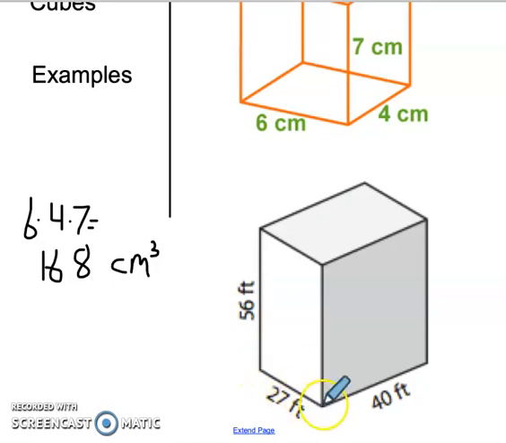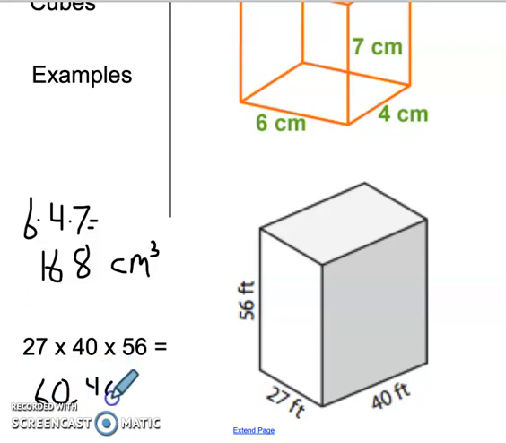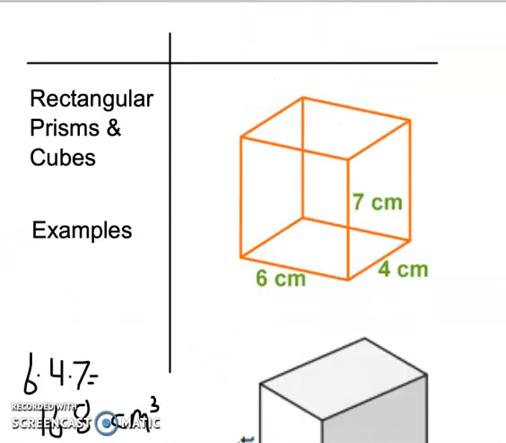Looking at this next one, we got bigger numbers, but the process is the same. We're going to multiply 27 times 40 times 56. Doing the math on that gives us 60,480. Again, this is volume, so our units are going to be feet cubed. I will pause the video here to let you try a couple of those before we move on to triangular prisms.